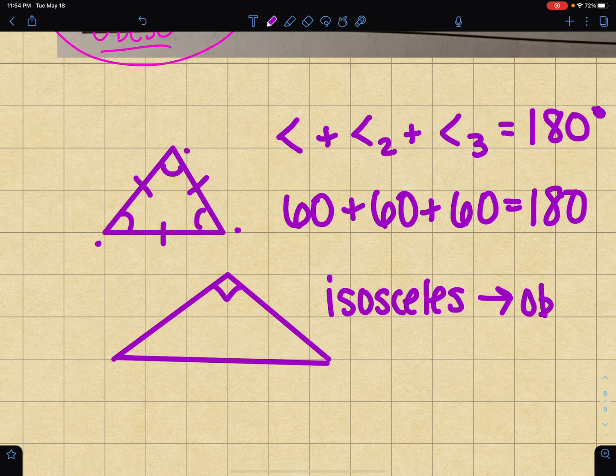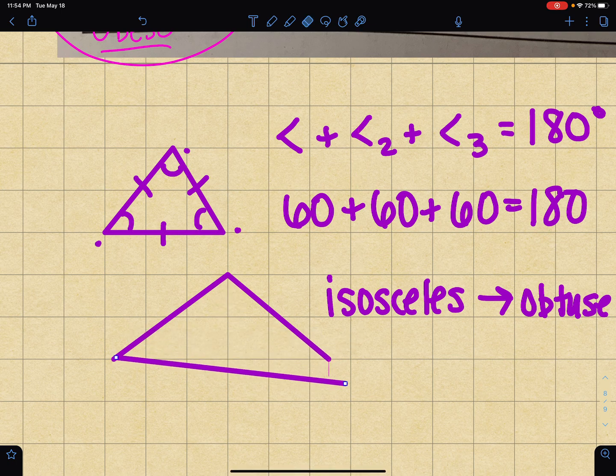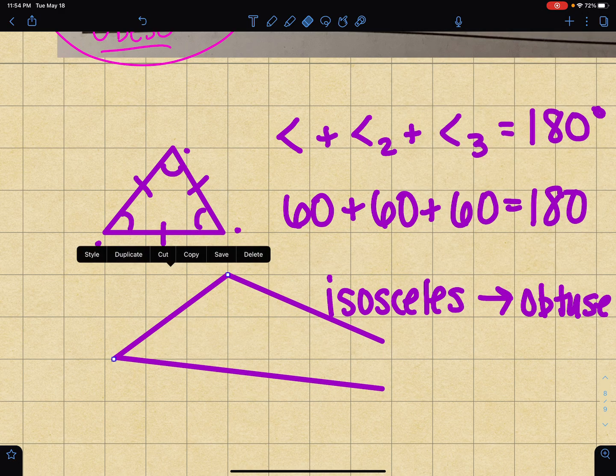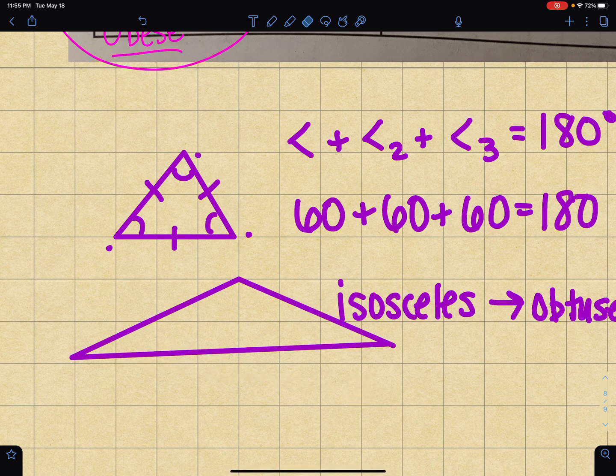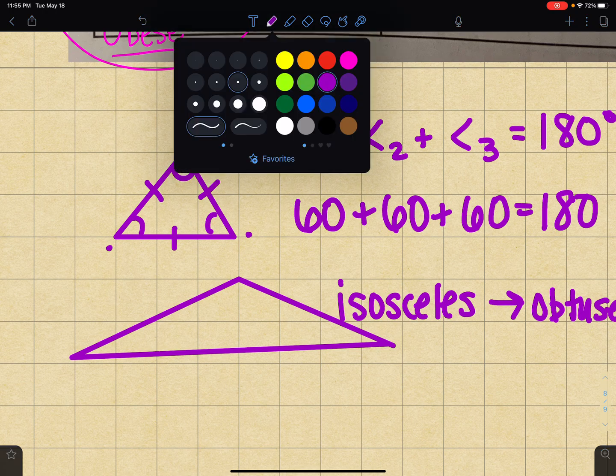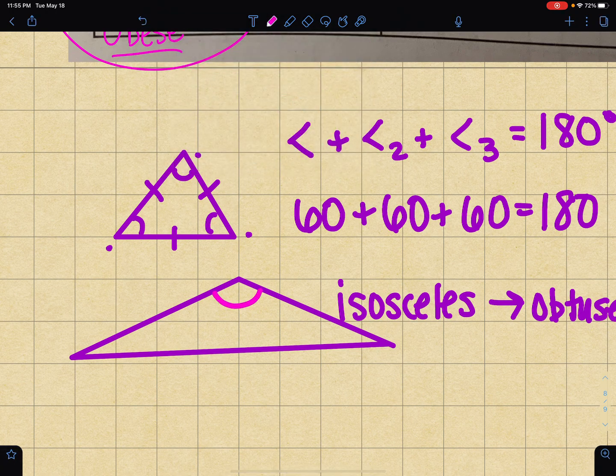obtuse, because I could erase this and make this like a flatter roof. So like if I make it like this, right? Now that angle is huge and it's still the roof of a house, and so it's still an isosceles triangle. But now this angle is super fat, so it would also be an obtuse triangle. So an isosceles triangle could be a right triangle, an obtuse triangle.